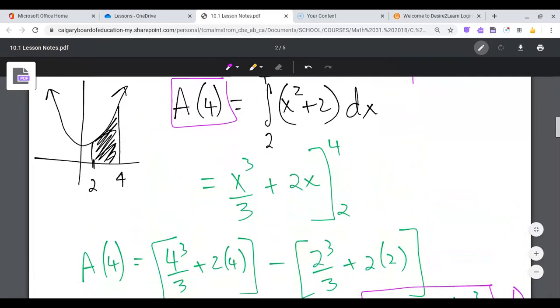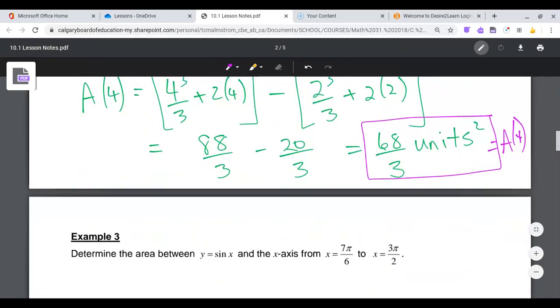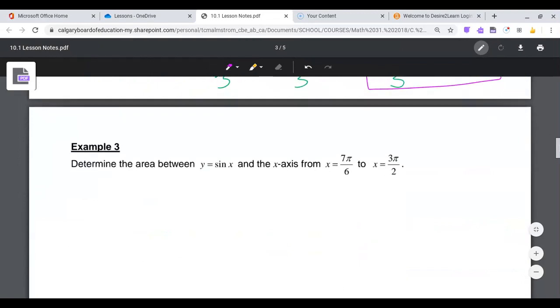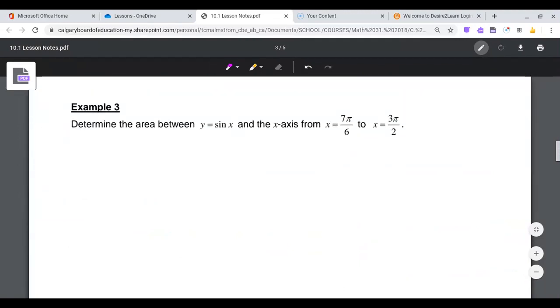So feel free to pause the video here and give this one a go. Can you remember how to graph sine x and to figure out where those boundaries would live? And I'll come back and we'll go through it in video number 2.